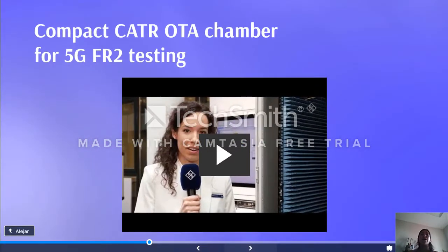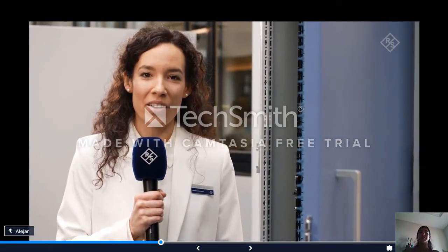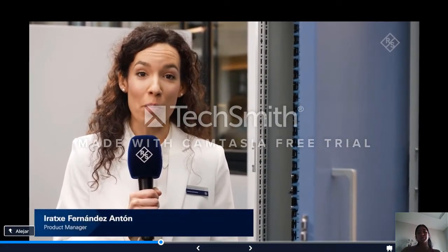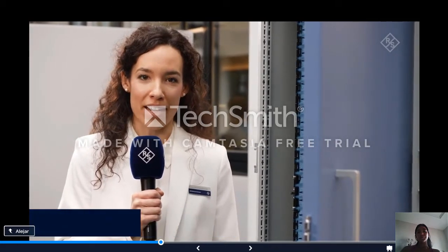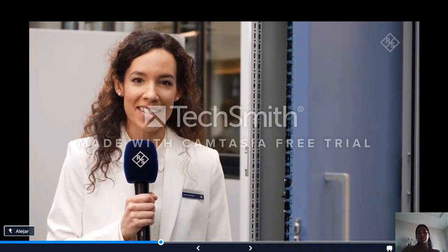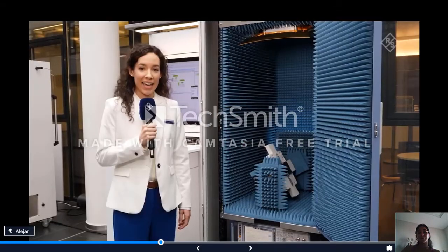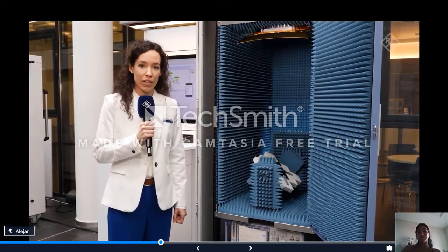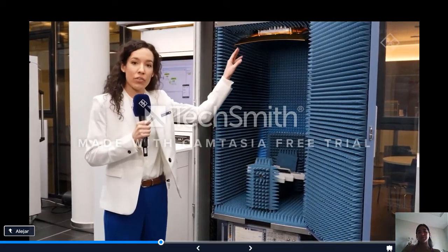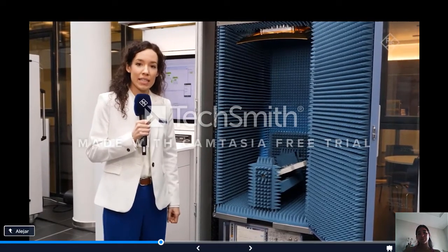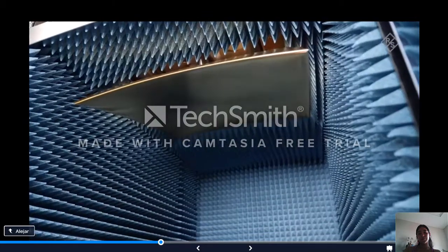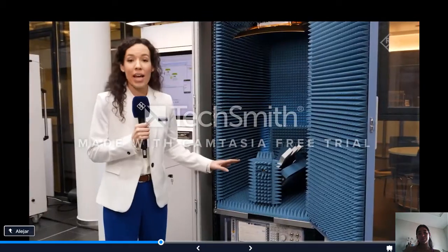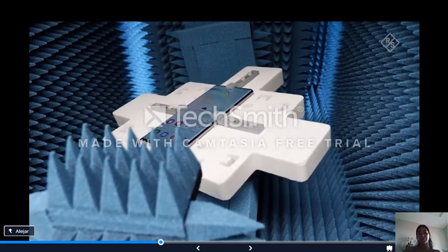Compact CATR OTA chamber for 5G FR2 testing. How to combine fast measurements, high performance, and a compact design when measuring a 5G device over the air. The answer is ATS800R. It is a compact antenna test range chamber which creates far-field conditions in a very compact setup. The reflector integrated in the upper side of the chamber creates a quiet zone of 20 centimeters with the highest measurement accuracy. And with the help of the positioner, we will get the 3D data out of the DUT.